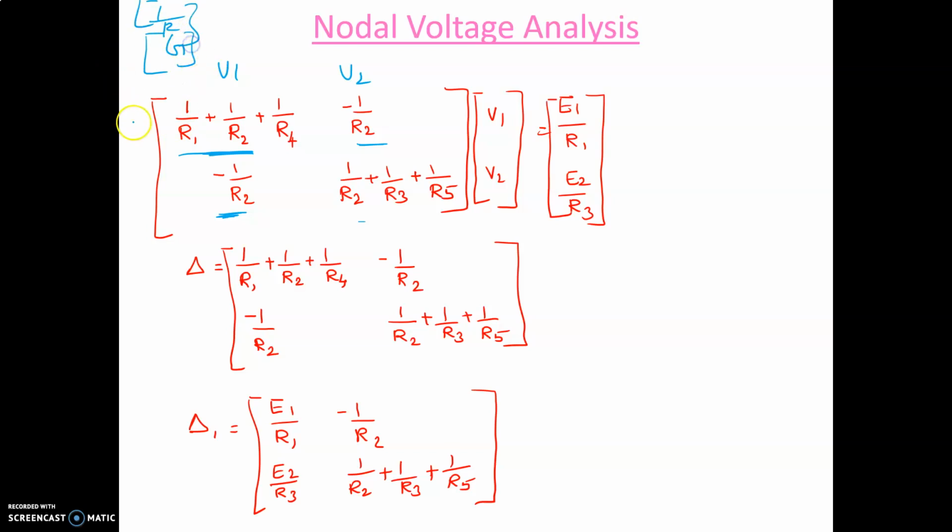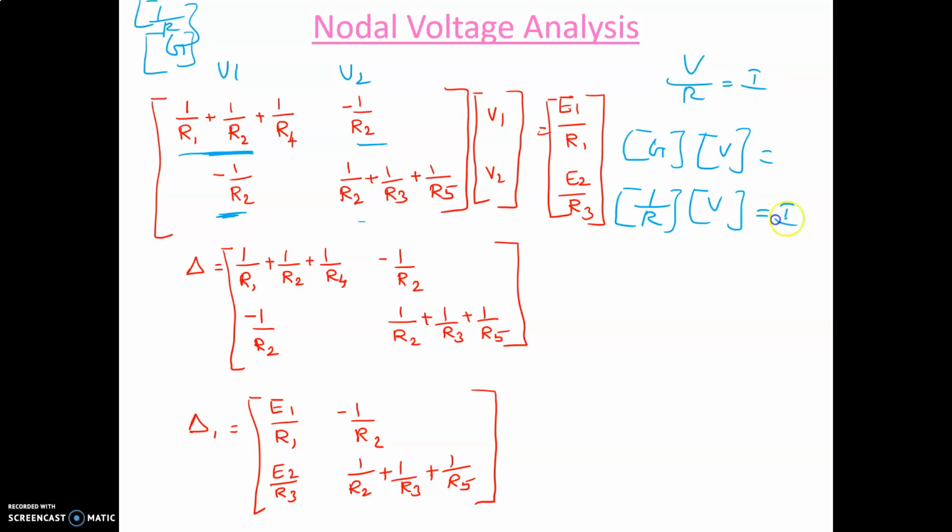This is the 1 by R matrix into voltage matrix. So conductance matrix into voltage matrix. Conductance matrix means that is the 1 by R matrix form. That is 1 by R into V, that is V by R, is equal to current matrix. Here E1 by R1 is current, and E2 by R3 is also a current. So it is in the form of G matrix into voltage matrix. Conductance matrix into voltage matrix is equal to current matrix, or 1 by resistance into voltage matrix is equal to current matrix.